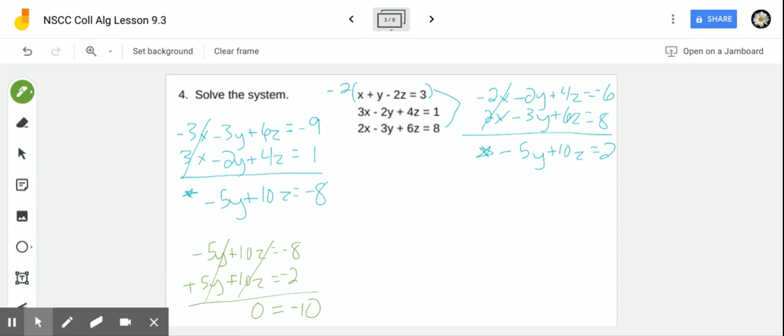-10. Does that sound right? Yeah, that is right. And clearly that's not true. Okay, that is not going to work. It's nonsense. 0 doesn't equal -10. So this has no solution. Okay, no solution to this set of equations. These three lines do not intersect at a single point.